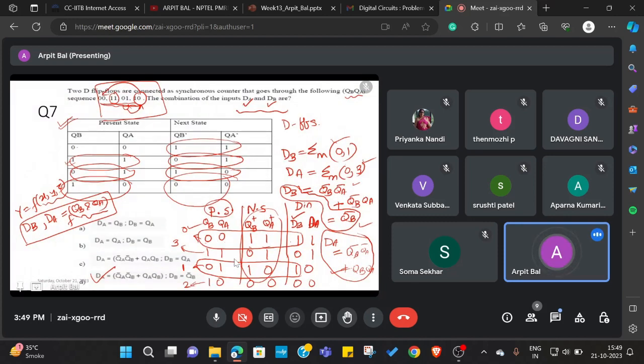Okay, so the next question was related to sequential circuits. You are given a sequence 0 0 1 1 0 1 1 0. You have to figure out what is the combination of DA and DB to obtain this particular sequence.